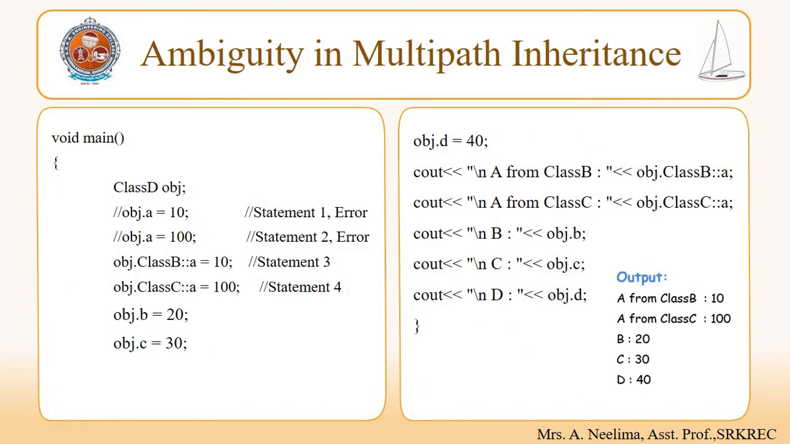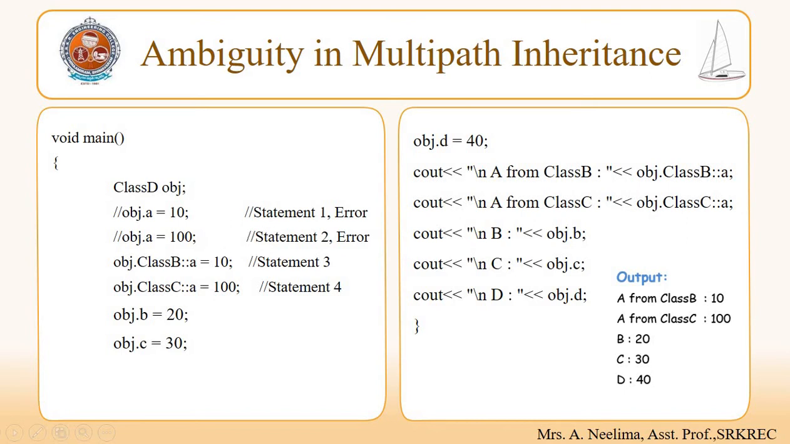So in the main method, you will be creating an object for the derived class, that is class D obj. So obj is an object for class D, and next obj.a = 10. Here you are initializing the value, and here obj.a = 100. If you write these two statements, it shows an error.